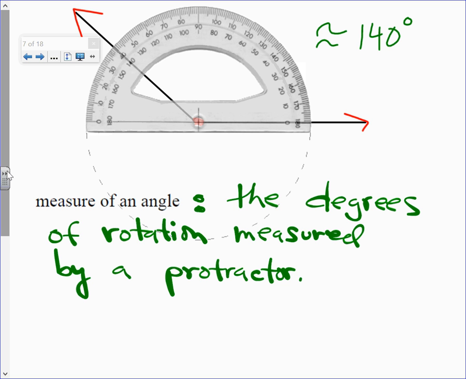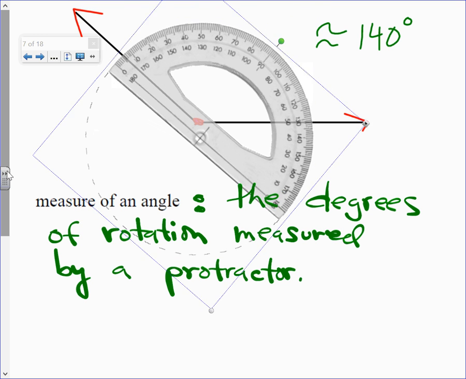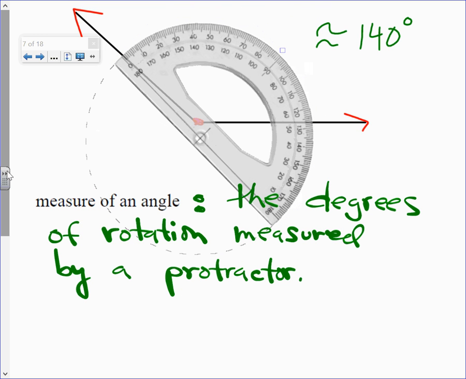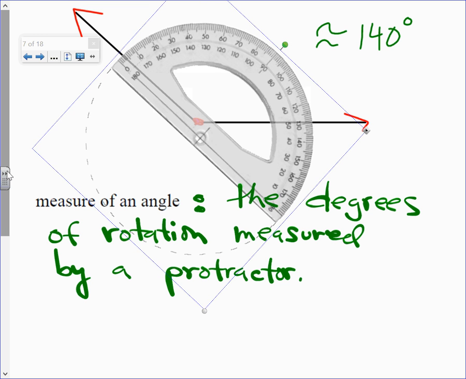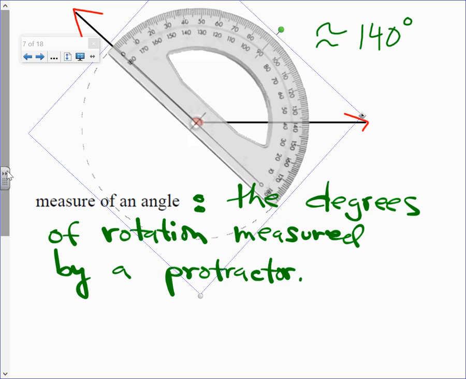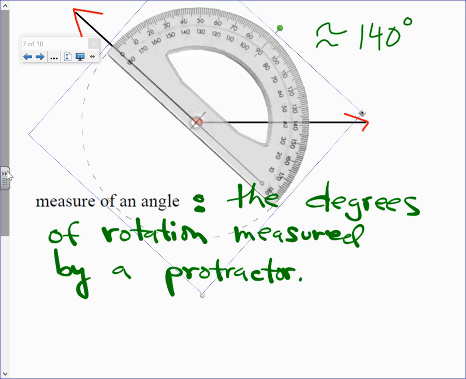So notice, I used the inside numbers. What if I want to use the outside numbers? Check this out. Let me rotate this. So I'm going to use the outside numbers. Watch this. I'm going to put the vertex right here on the hole. Let me talk, please. Excuse me. Thank you. So I'm going to put this ray now along the outside 0, and I'm going to count the outside numbers, 0, 10, 20, and it's still 140 degrees.